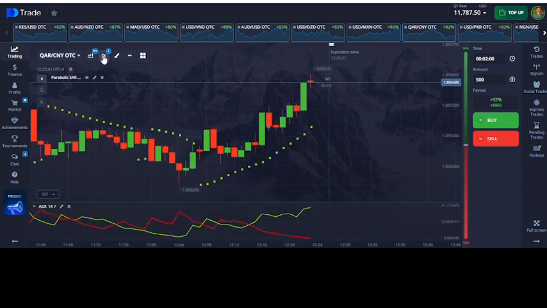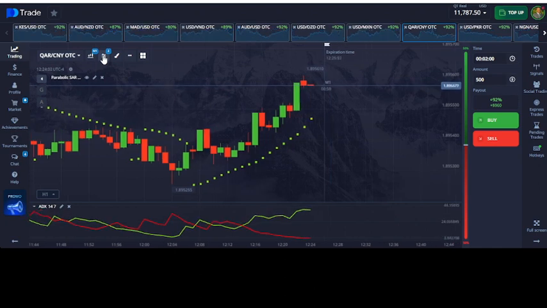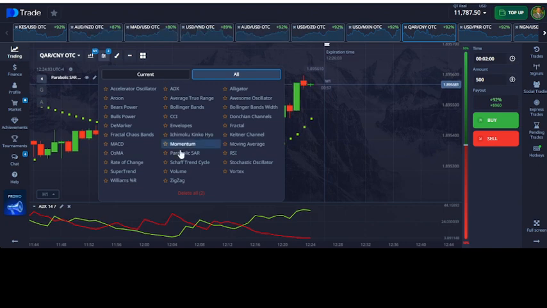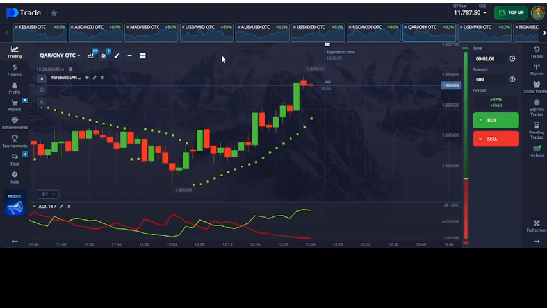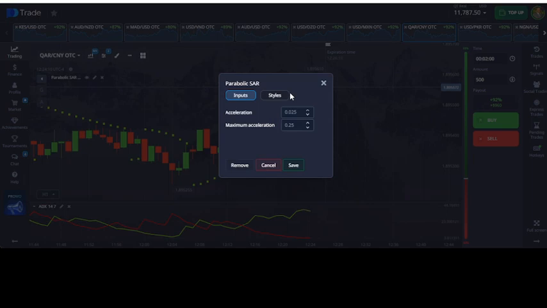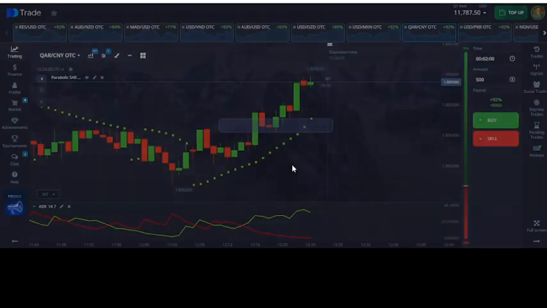On the indicators, like I mentioned, I'm going to be utilizing two indicators: the Parabolic SAR indicator here, and the ADX indicator. For the Parabolic SAR indicator, when we click on the settings pencil here, I have the acceleration set to 0.025, maximum acceleration set to 0.25. And in the style settings, I have the dot set to green with a line width of 2 pixels. So we'll go ahead and save that.